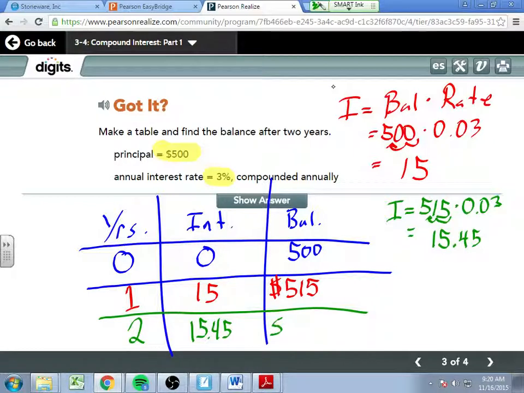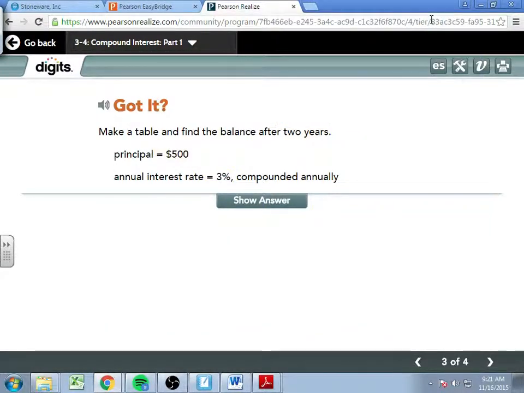So now my total account balance after 2 years is $530.45. That's a lot. Does that make sense to us? Dude, that's half of it. That's $1,000. You only gained $3. Yeah, but you didn't do anything. You just sat your money there. So pretty good deal. It's a lot. If you're poor, then yes.